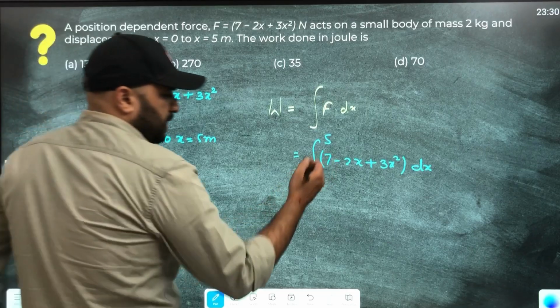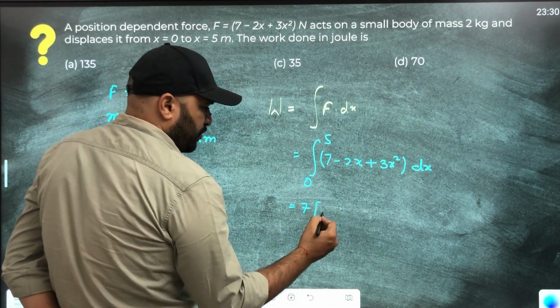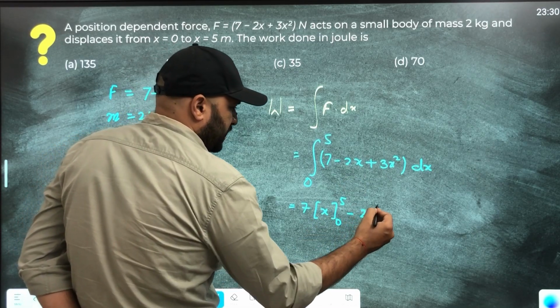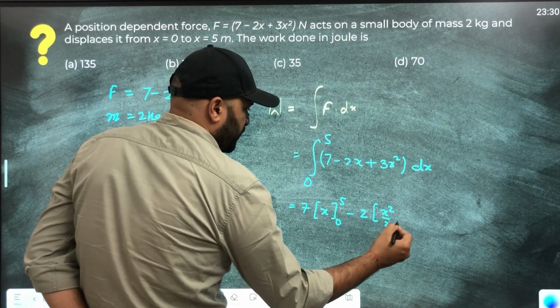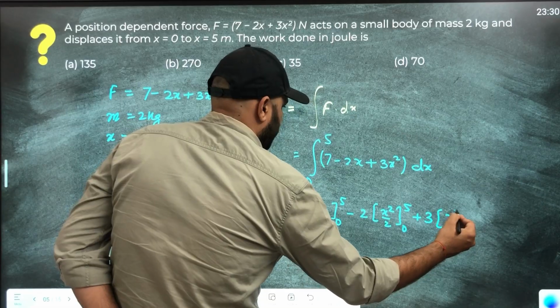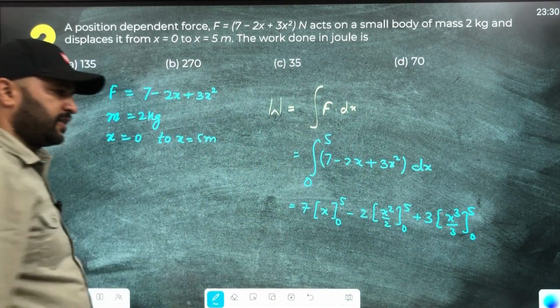Great. Now let's integrate it, taking 7 outside. What is the integration here? Sir, it will give you x because there is nothing. So 0 to 5, minus 2 taking out. This will be x square by 2, 0 to 5. 3 here outside, x cube by 3. I hope you are familiar with the integration. Clear? Then only you will understand such things.